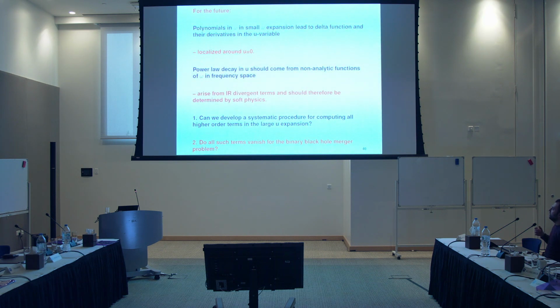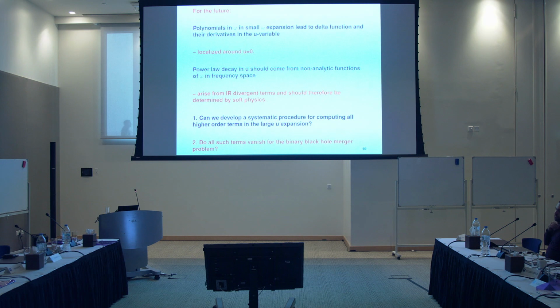Okay, so I am on to my last slide, some future directions. If we look at the expression for this E tilde, a general statement is that polynomials in omega, in the small omega expansion, typically lead to delta functions and their derivatives in the u variable. The Fourier transform of 1 is delta u, of omega is delta prime u, of omega square is delta double prime u, and so on. So these terms are all localized around u equal to 0.